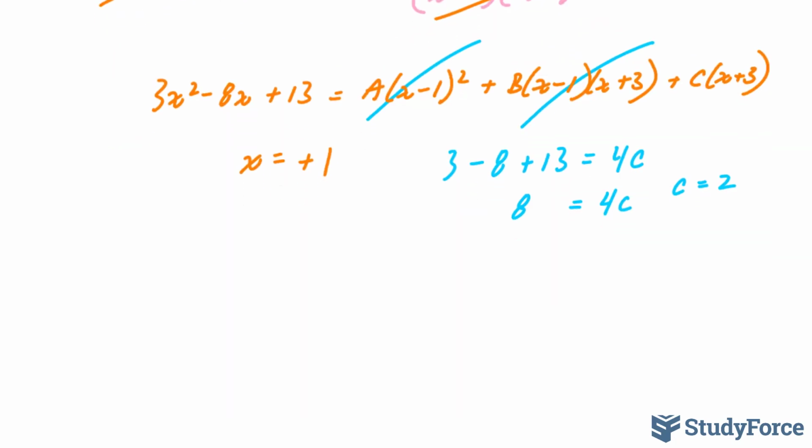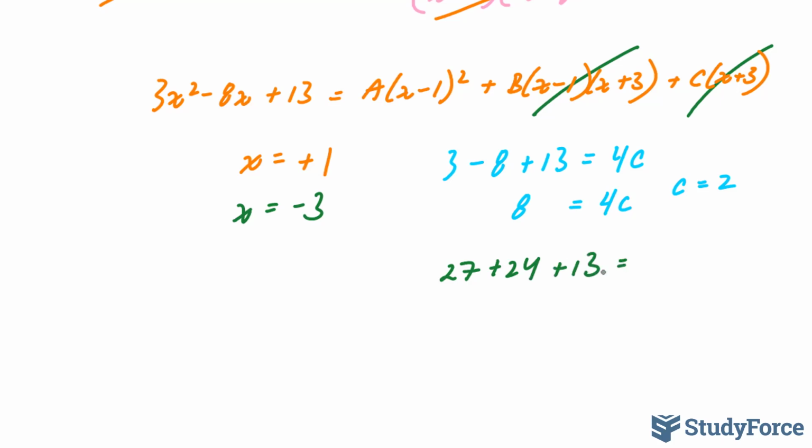Let's use the same technique. This time I'll set x equal to negative 3. This goes to 0, this goes to 0, and we're left with 3 times 3 to the power of 2, that's 27, minus, or in our case, positive 24, plus 13 is equal to A times the bracket negative 3 minus 1, that's negative 4 to the power of 2, is positive 16, 16A. Adding these up, we get 64 equals 16A, therefore A is equal to 4.